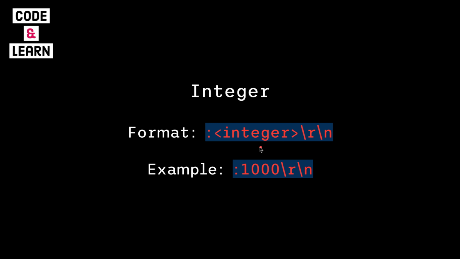Next up, we have an integer value. Integers start with a colon. Then we have the integer value and the terminator. An example here is we are sending 1000 via RESP. So it starts with a colon, then 1000 and then the terminator.